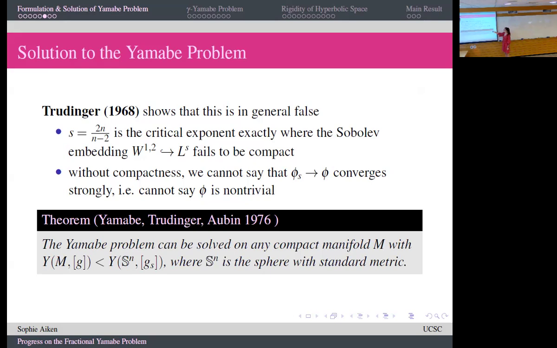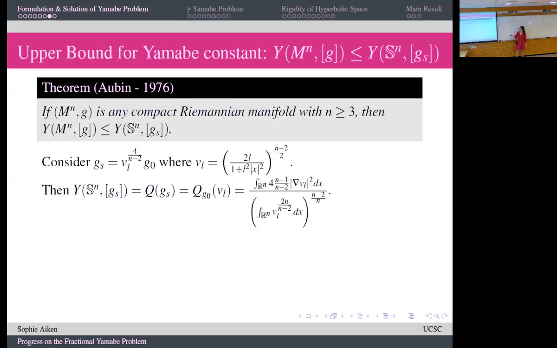Yamabe, Trudinger, and Aubin showed that you can work around this compactness issue as long as you know that the Yamabe constant of your given manifold is strictly less than that of the sphere. Okay, so if you're strictly less than the constant for the sphere, then you do have a solution, meaning you can find a conformal metric which admits constant scalar curvature. In addition, Aubin showed that we always have that the Yamabe constant of a given compact Riemannian manifold is less than or equal to that of a sphere.